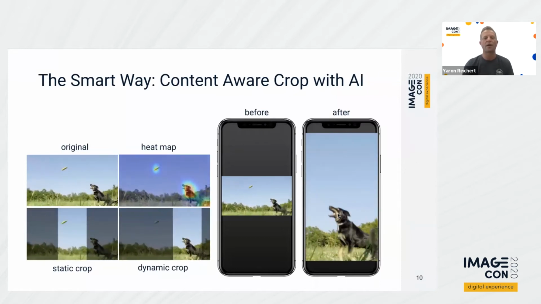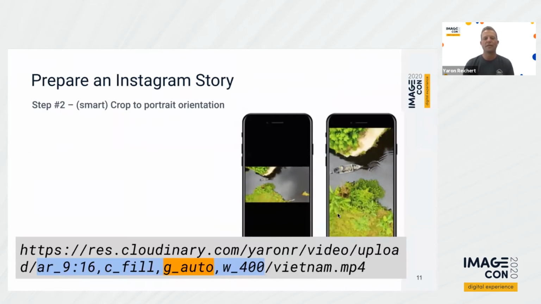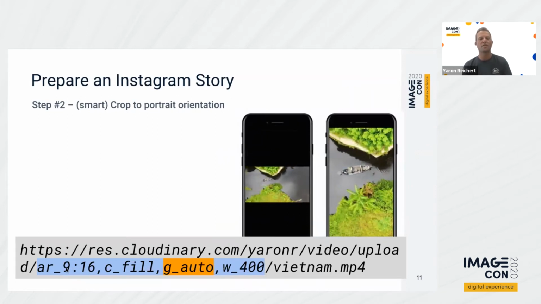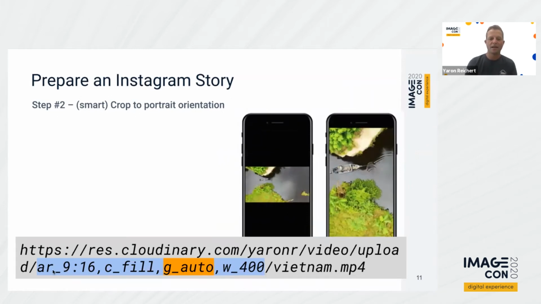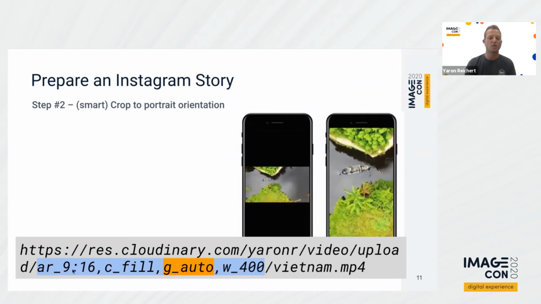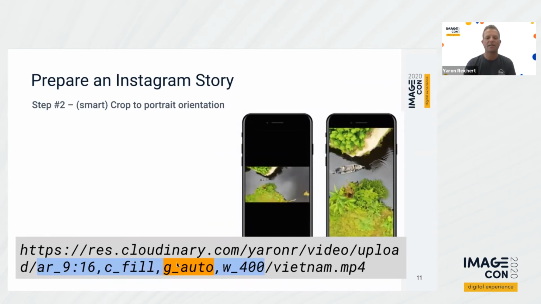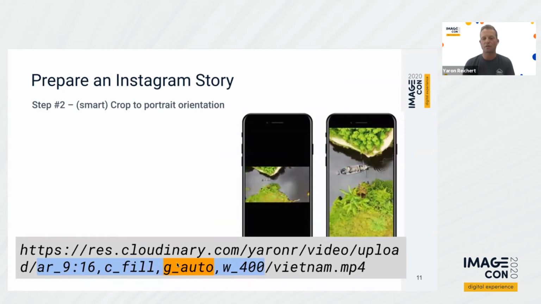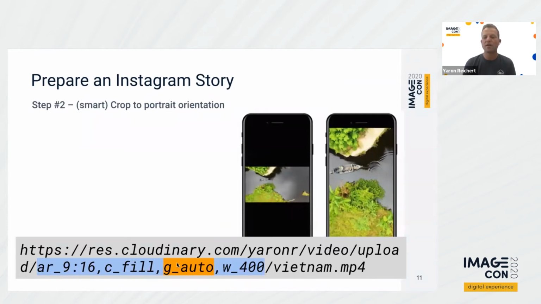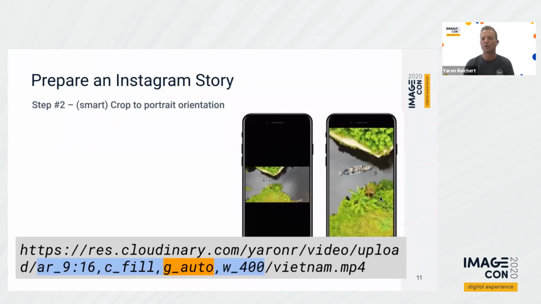So let's go back to our example of the Vietnam movie. So what we do, basically, if you look at the URL, and all of our transformations can be done in the URL or the SDK, you can see the aspect ratio here, the desired aspect ratio, which is 9:16. The crop mode is fill, and we have added this gravity auto parameter, which basically uses our AI smart cropping. And you can see that now we have a much better example of how the result looks.